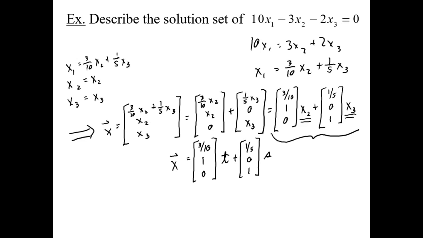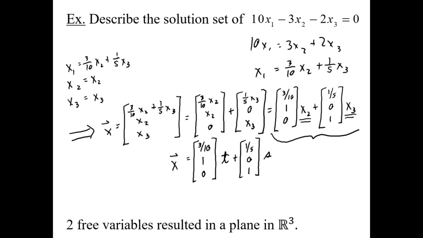Well, geometrically, the linear combination of two vectors results in a plane in R3. We saw that last lesson. So two free variables means now we've got a plane.